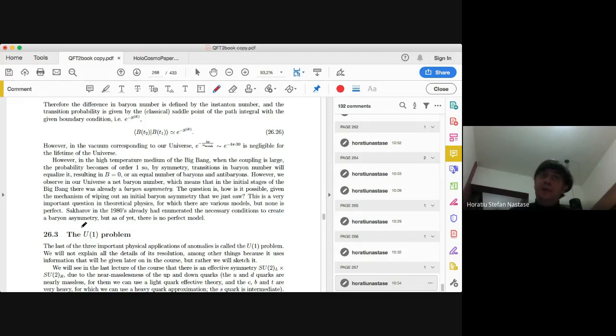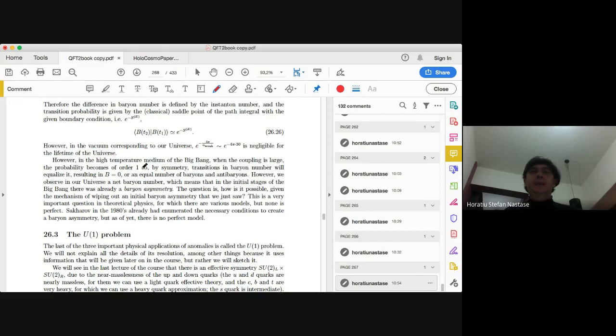So in particular, people are looking at, say, grand unified theories, which are extensions of the standard model in which you can have a baryonic transition. In particular, you can have a proton decay. And then you can test against experiment, but people have not found such proton decay yet, so baryon number is still conserved in our universe, in our vacuum.